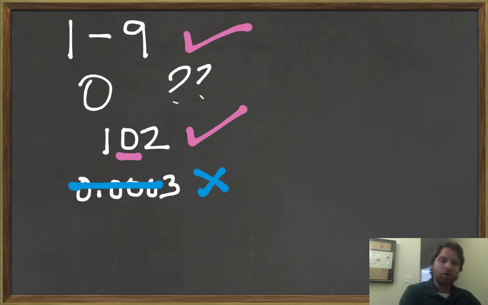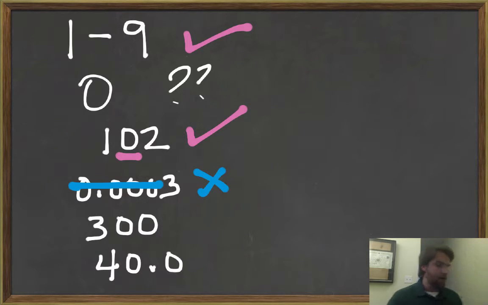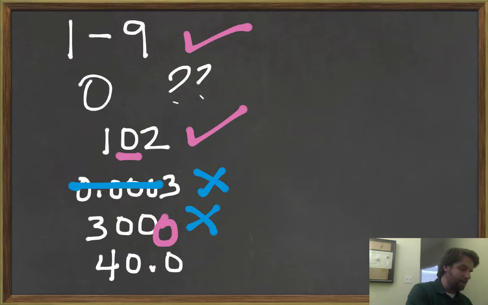The other kind we have are called trailing zeros. So let's say we have 300 and we have 40.0. All right, two different things here with trailing zeros. A trailing zero is only significant if there's a decimal place somewhere in the number. So we look here, no decimal place, so those zeros are not significant. Okay, scratch those out. But this number down here, there is a decimal point, so those trailing zeros are significant.